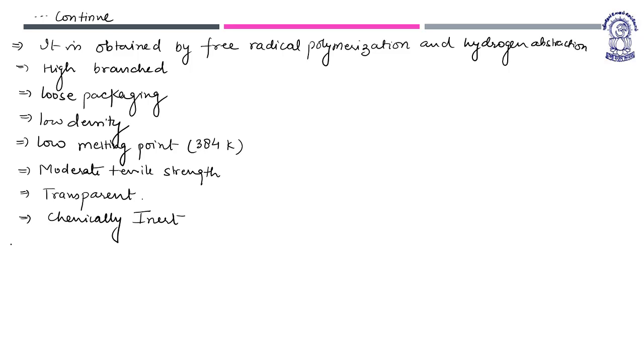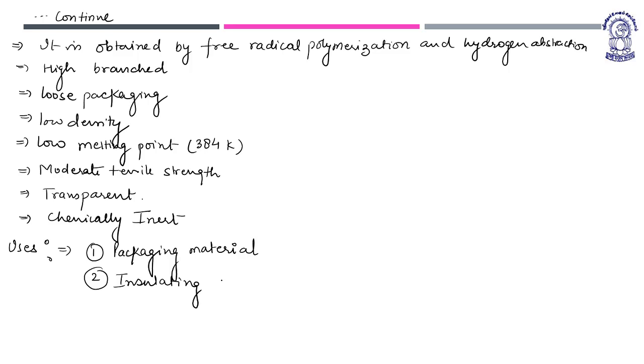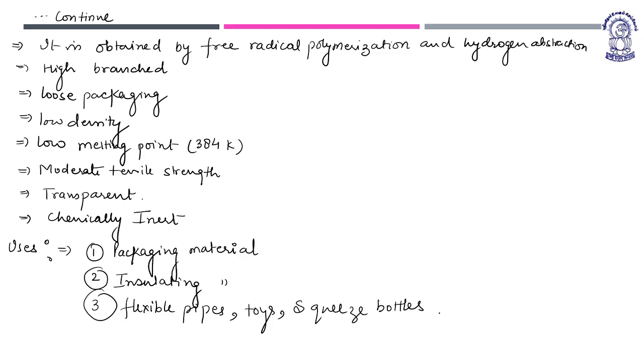These are the properties. Now, the uses. Low density polythene is used as a packaging material, insulating material, to make flexible pipes, toys, and squeeze bottles.